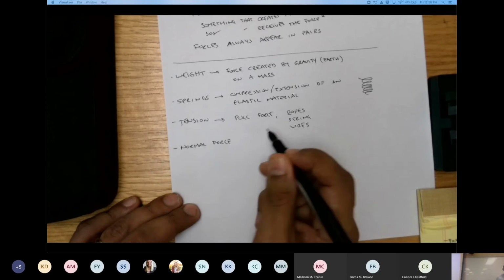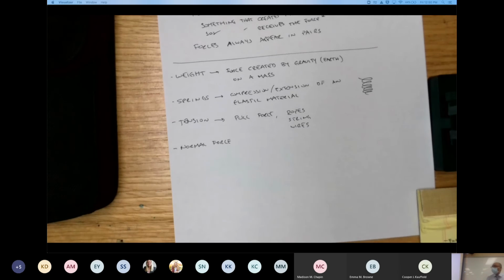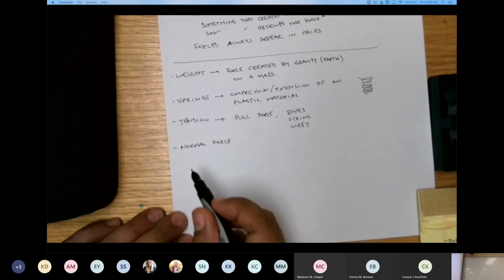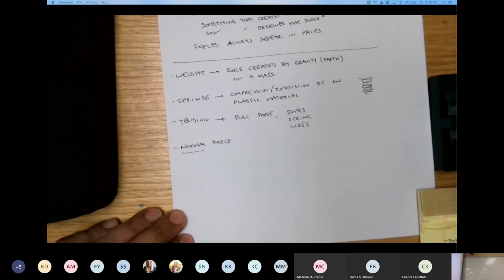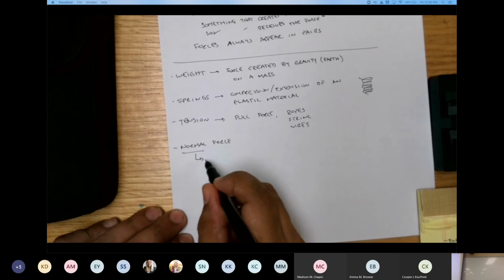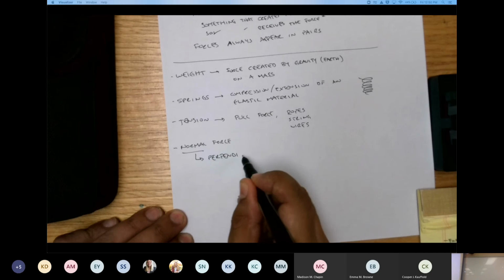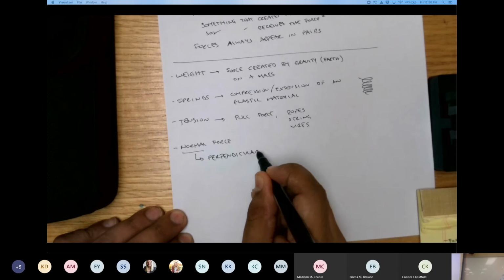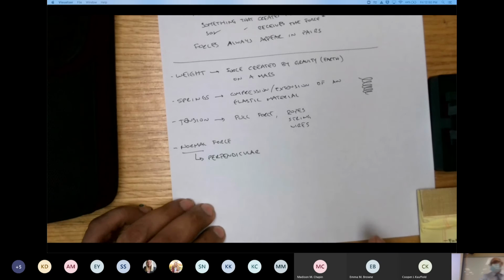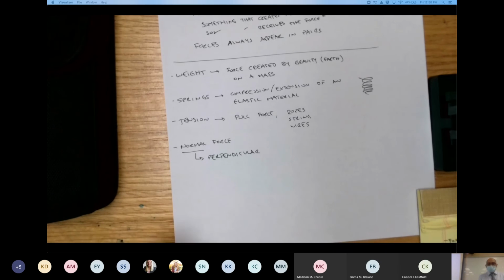Another force we're going to be talking about, very common, is called normal force. This word normal is a mathematical term that means perpendicular. This is a force that appears when you have an object in contact with a surface. So every time you have an object in contact with a surface, you're going to have the normal force.